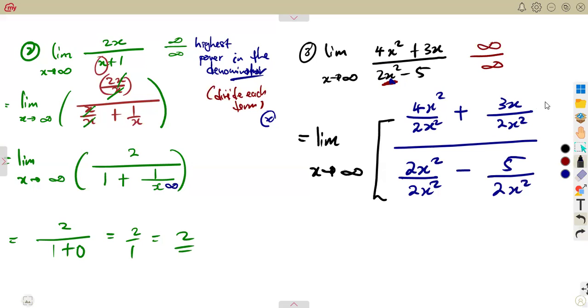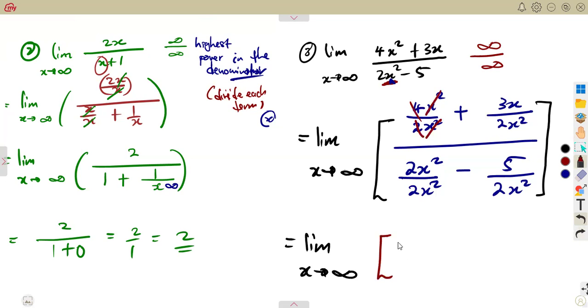All right. So this is it. We divided each and every term: the 4x squared, the 3x, each and every term that you are seeing there must be divided. So this is what you're going to have. The limit as x approaches infinity of what? Let's see here. The x squared and x squared are going to cancel. That will be a 2.